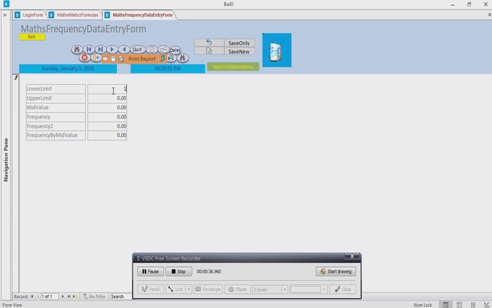Let us say the lower limit is 10 and the upper limit is 20. Then the mid value is 15. Let us say the frequency is 4. Then the frequency by mid value is 60.